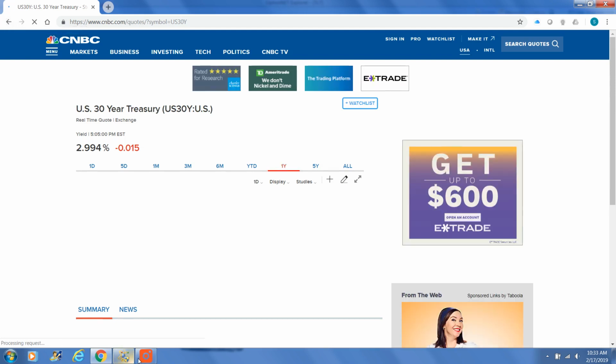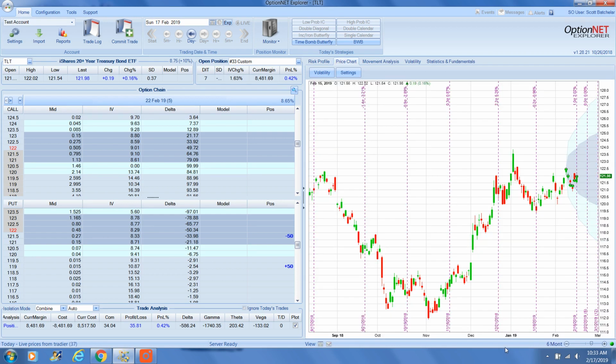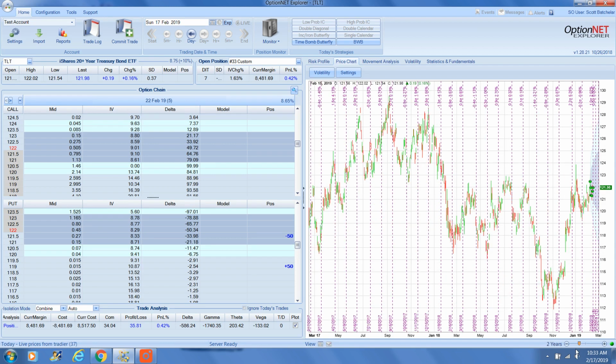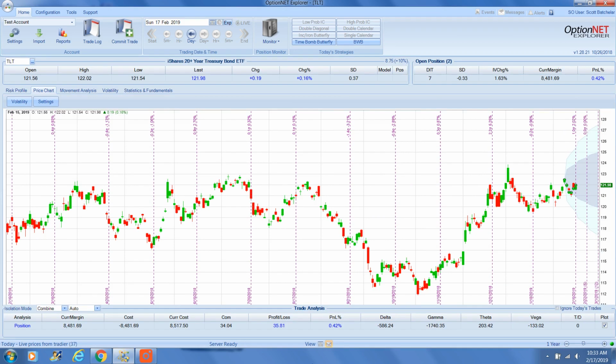All right, well, you know what we'll do instead? We'll just take a look at the price chart on TLT. That's a little more granular. So let's go and just look at the channel.